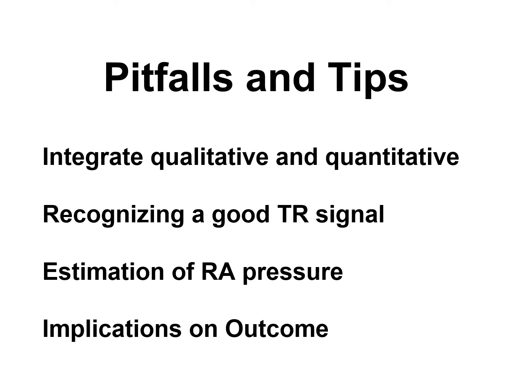In summary then, I've taken you through the integration and need to analyze not just the quantitative signals, but also the qualitative information within the echocardiogram. It's important to obtain as good a tricuspid regurgitation signal as possible and to be as precise as possible in estimation of the right atrial pressure in order to derive the estimated right ventricular systolic pressure, mainly because the detection of even mild pulmonary hypertension has huge implications on the actual outcome.